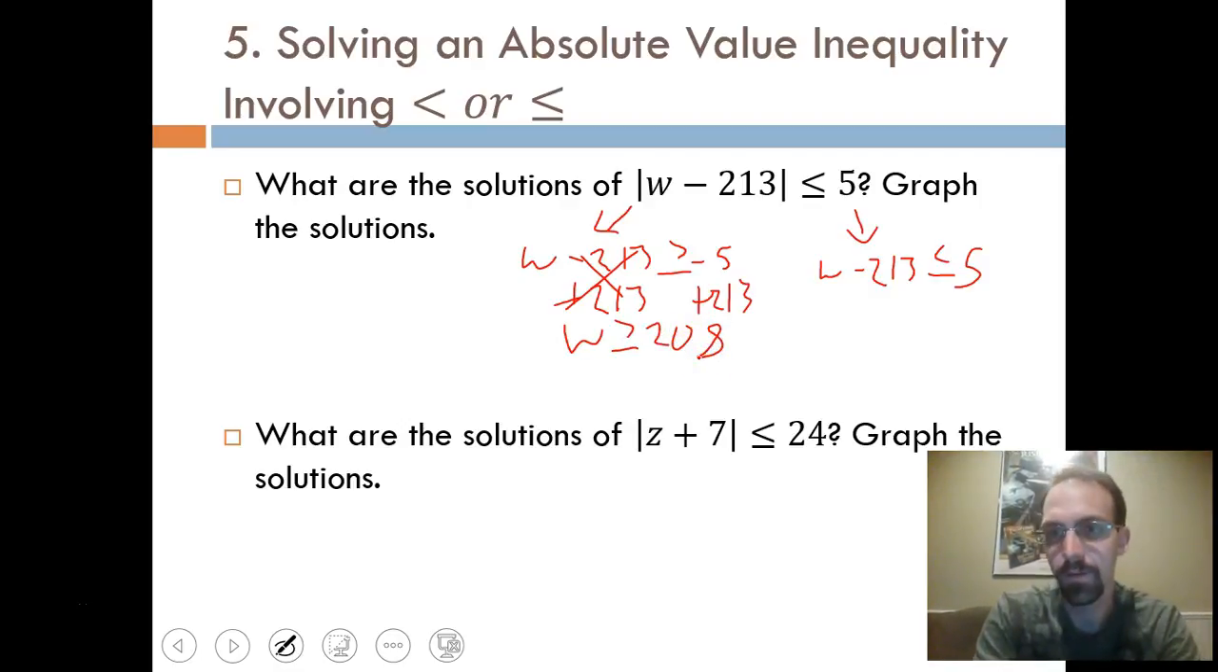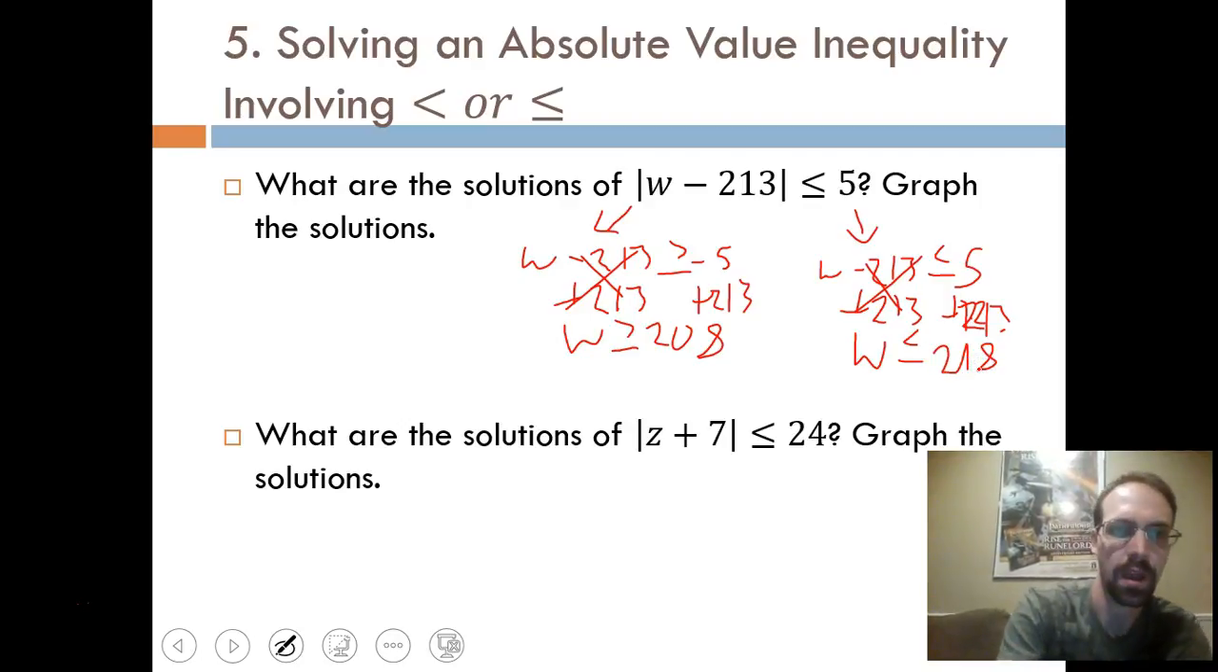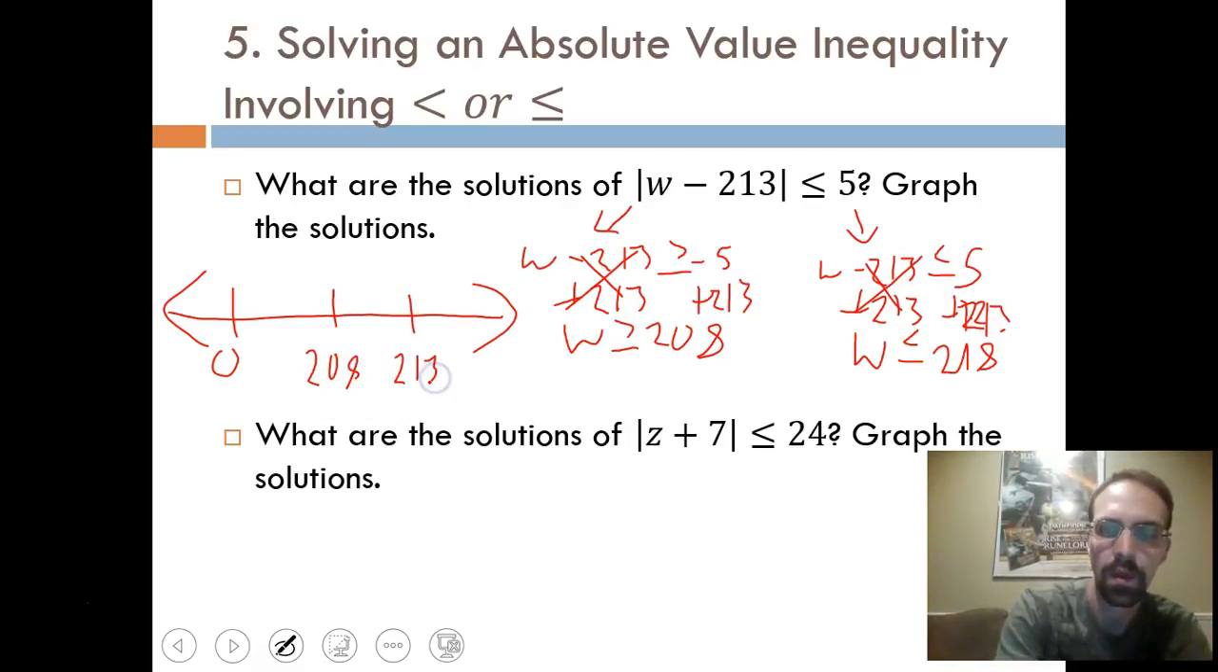And then you have plus 213 on both sides here. 213 cancels out, and you get w is less than or equal to 5 plus 213, which is 218. So this should be an "and" inequality. When I do this, I should get 0, and let's see, there's 208, and there's 213.